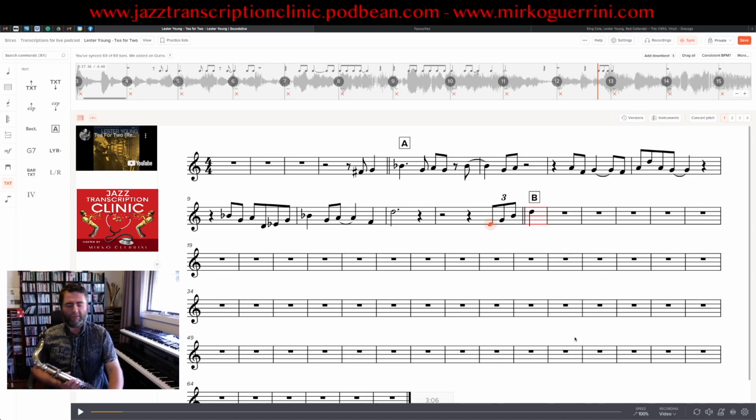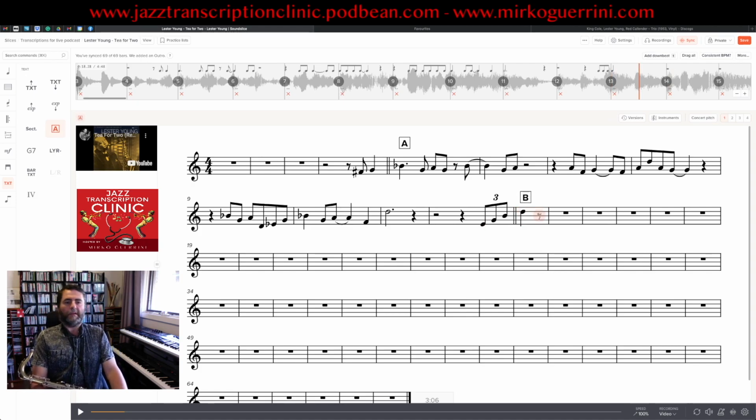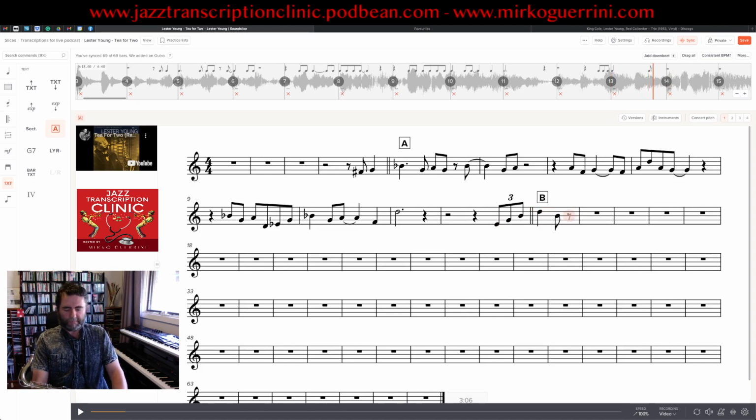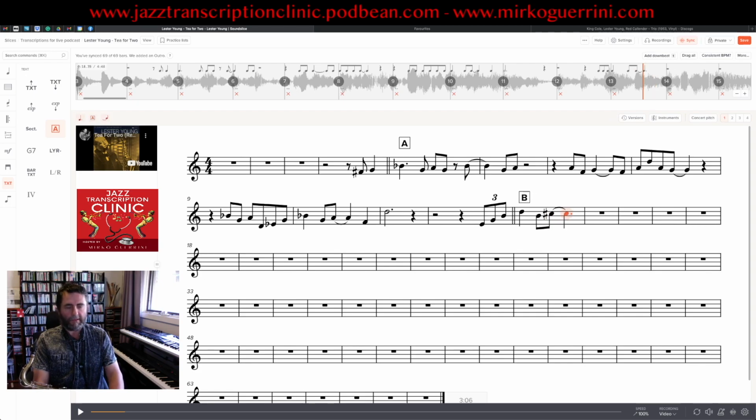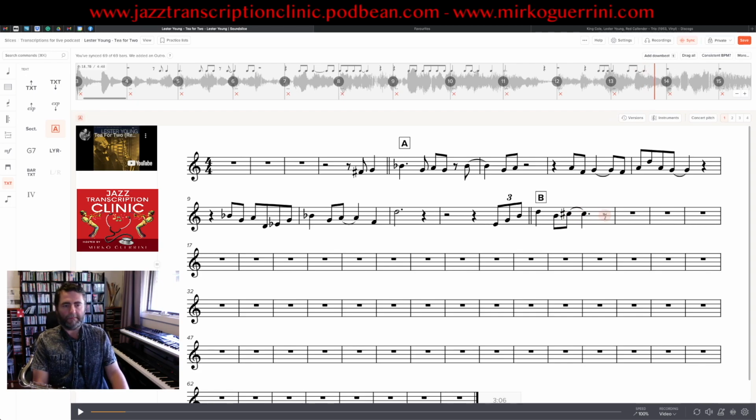Let's go with the B section. So this is quavers. That's a dotted crotchet. Right?